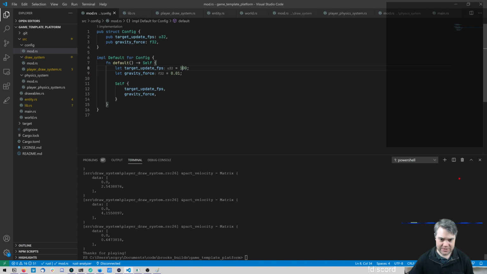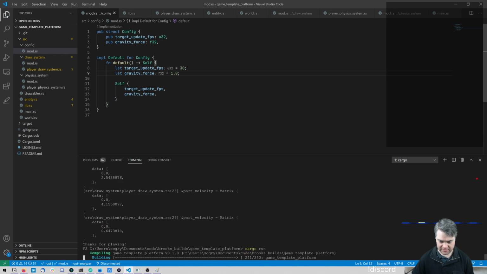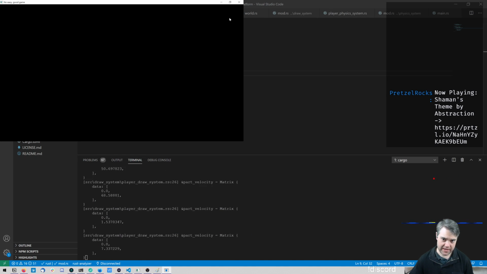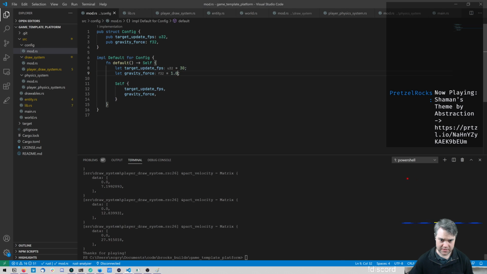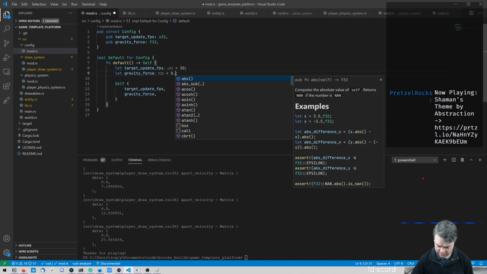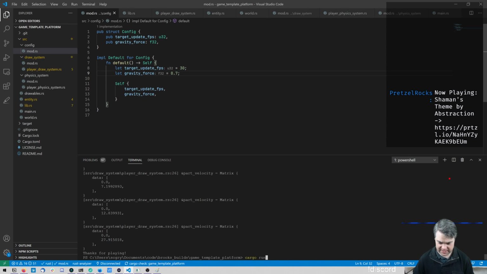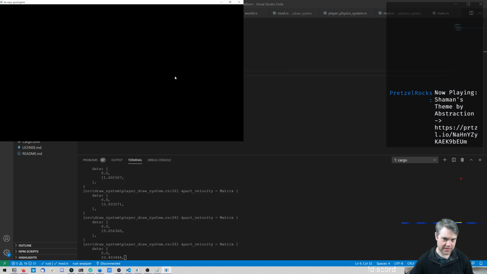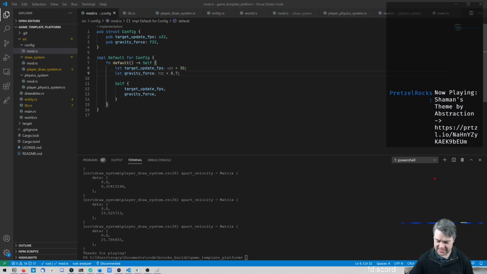And then let's say we drop this down. Let's say things are working really poorly, like we're getting 30 frames per second. And so we might move to like 1.0 for our gravity force. Okay. Not too terribly bad. Let's do like 0.7. That will be a little bit easier to see. Okay. Sort of decently smooth.